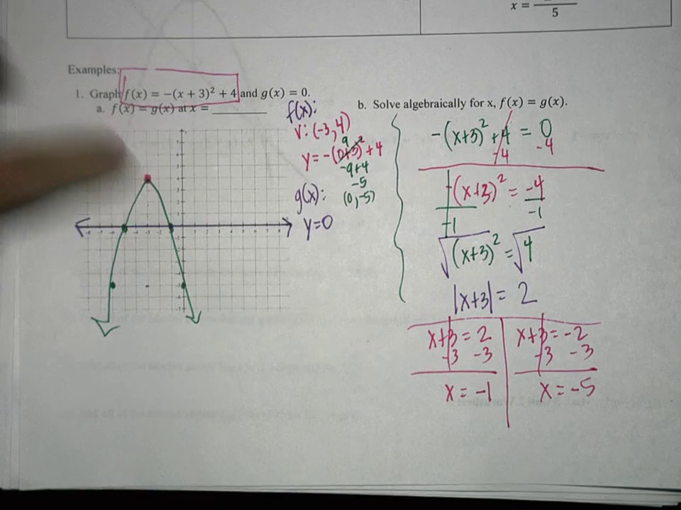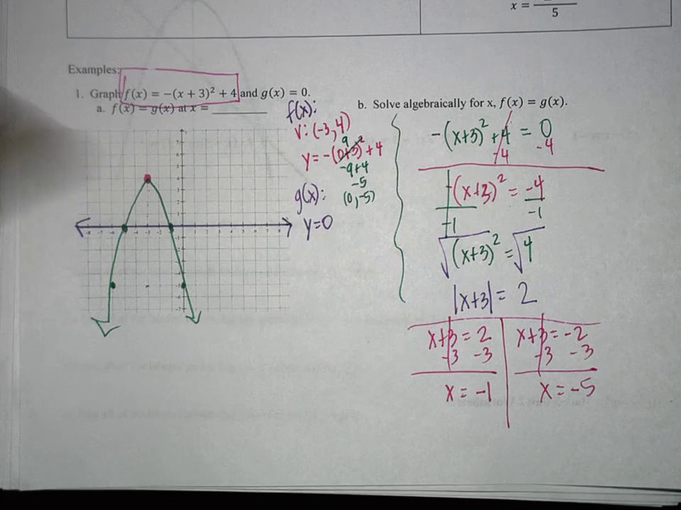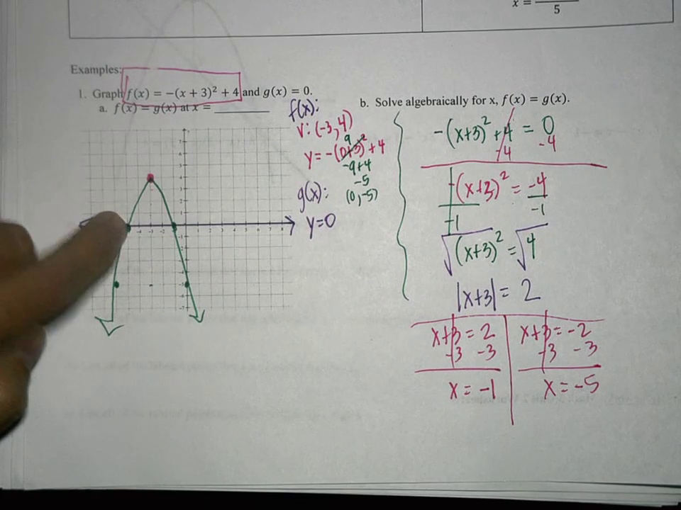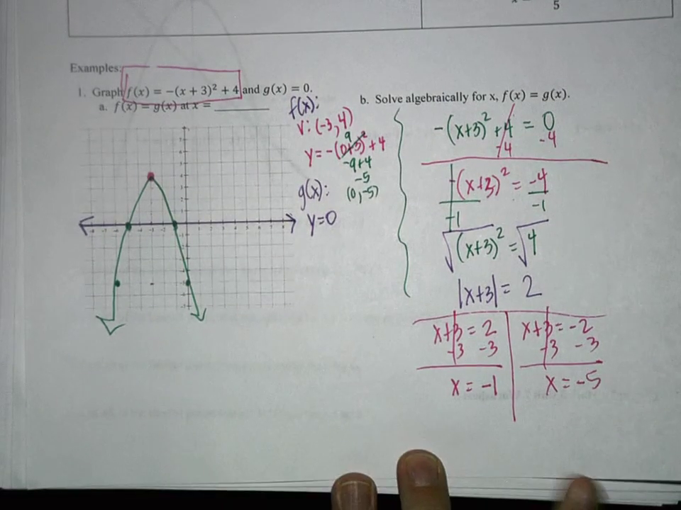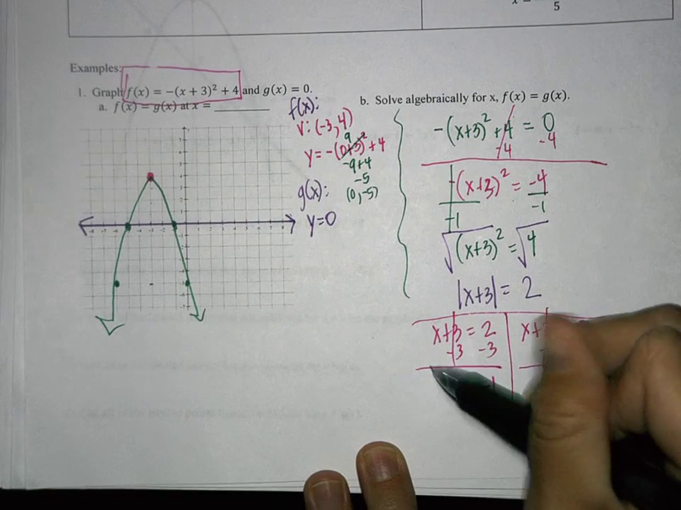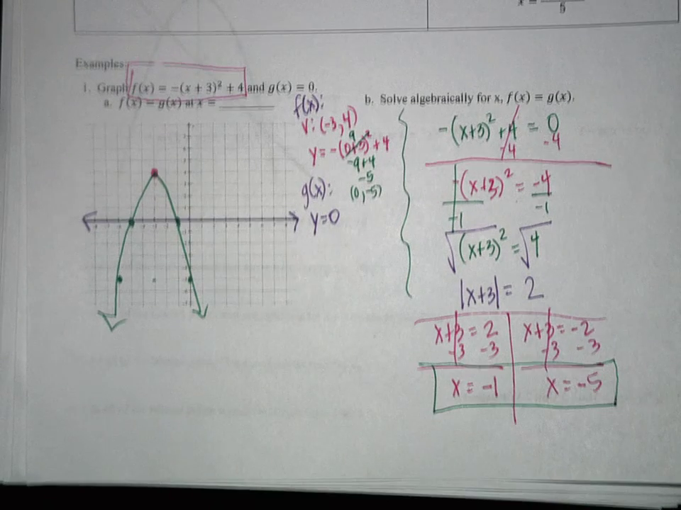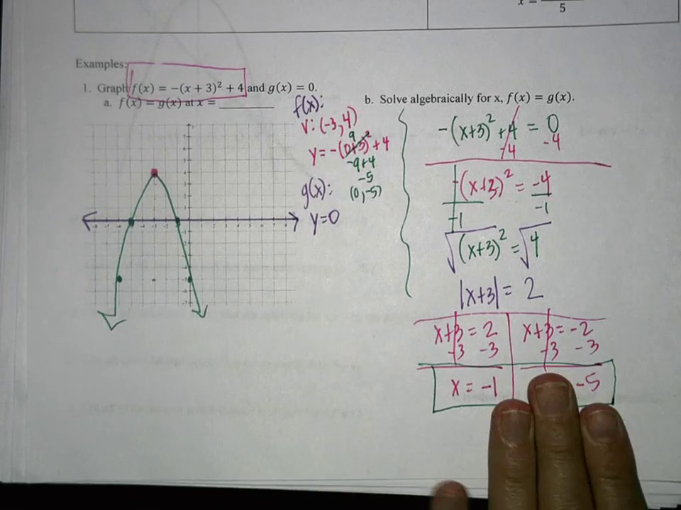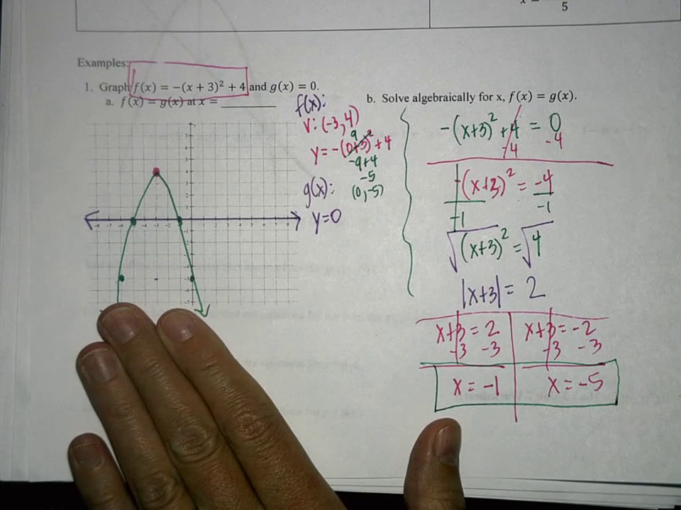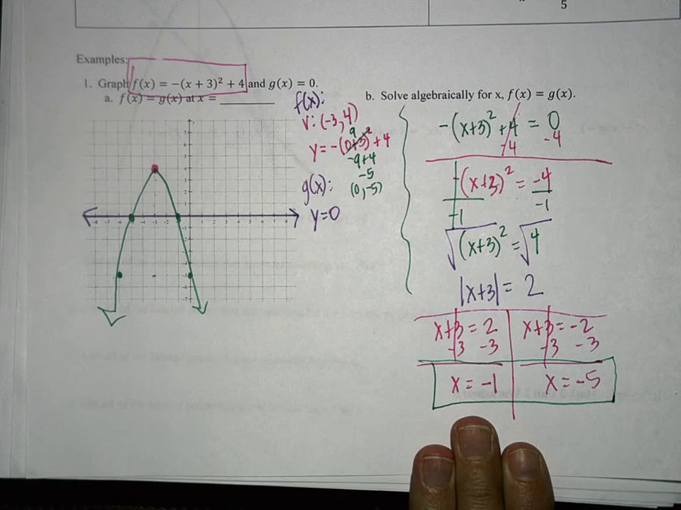Okay, and so this is what my quadratic equation looks like. When y is 0, it's crossing the x-axis at negative 5 and negative 1. And algebraically, again, here we can see that x is equal to negative 1 and negative 5 when y is equal to 0. Okay, and so these should look the same. They're giving you the same answer, but this answer is graphically and this answer is algebraically.